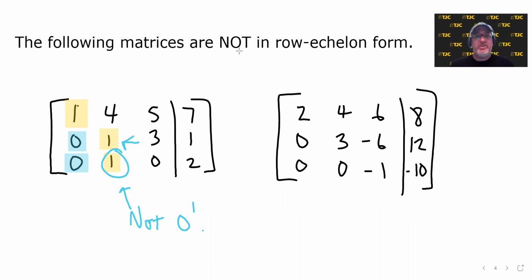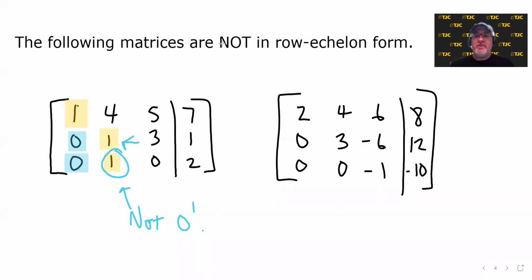So this is an example of a matrix that is not in row echelon form. It meets the first non-zero entry being 1 criteria, but doesn't meet the everything below those 1s equals 0 criteria. So it's not in row echelon form. What about the second matrix? Why is it not in row echelon form?